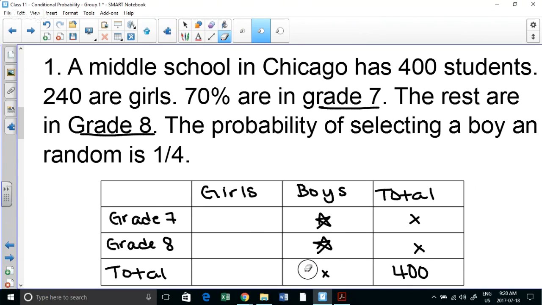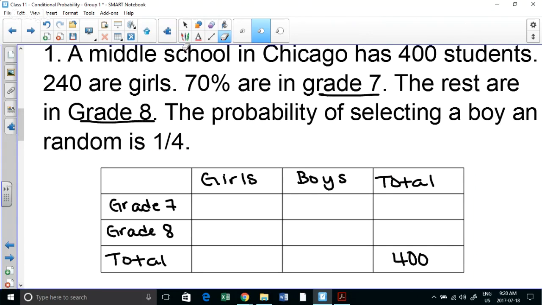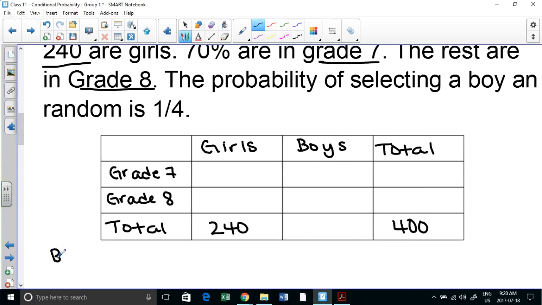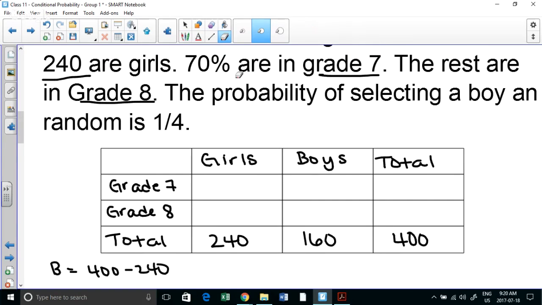So what I'm going to do now is fill out these values. I am told that there are 240 girls. So boys are going to be 400 minus 240. So there are going to be 160 boys. I'm going to write this in blue.